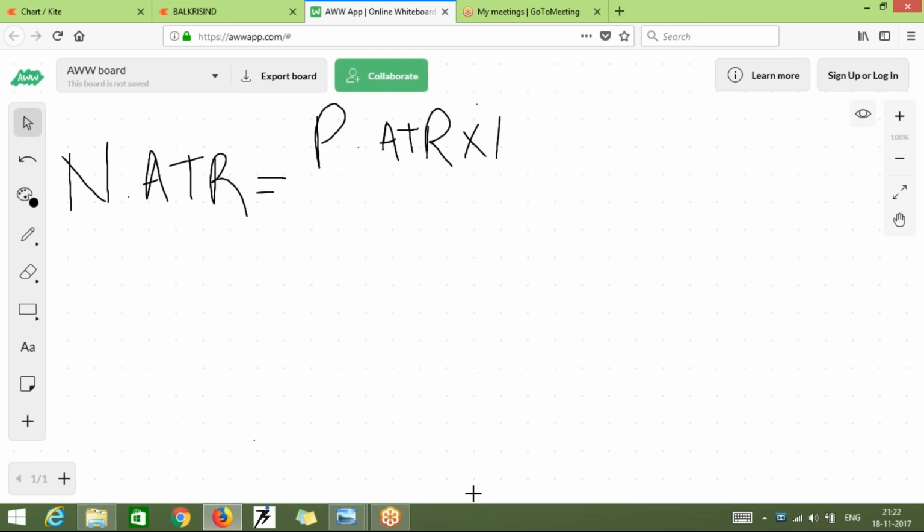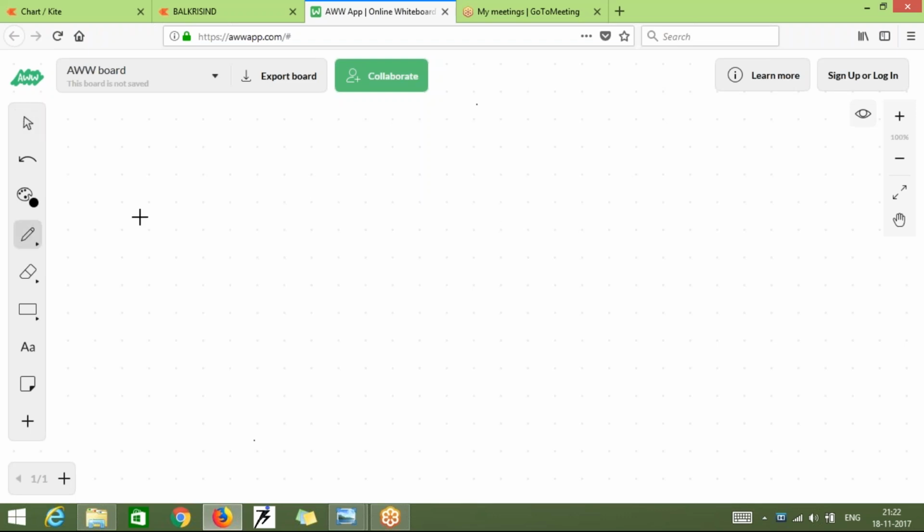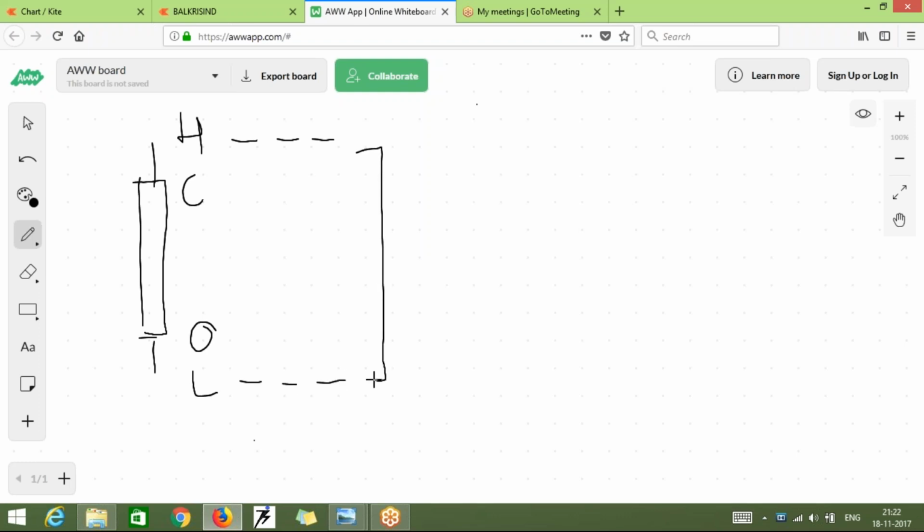So there can be three types of true range. The first one: suppose this is a candle. It opened here, and it has a close, high and low. The true range is the total, this portion is the true range. If you are thinking of a single candle, it's the total range. But what if a stock opens gap up?